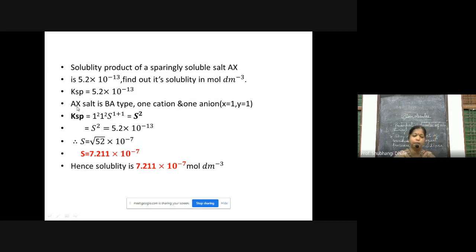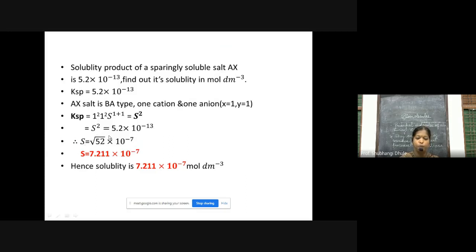And if the salt is of AX type, 1 cation, 1 anion, x is equal to 1, y is equal to 1, Ksp is equal to 1 raised to 1, 1 raised to 1, S raised to 1 plus 1, that is S square. Simply 1 cation, 1 anion, Ksp is equal to S square. S square is equal to 5.2 into 10 raised to minus 3. So find out the value of S.